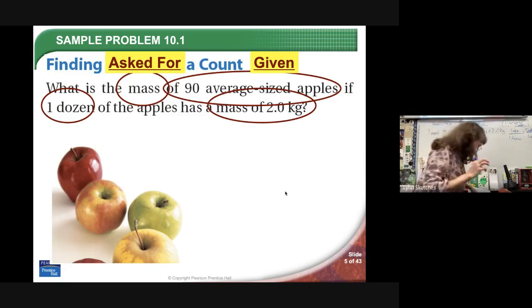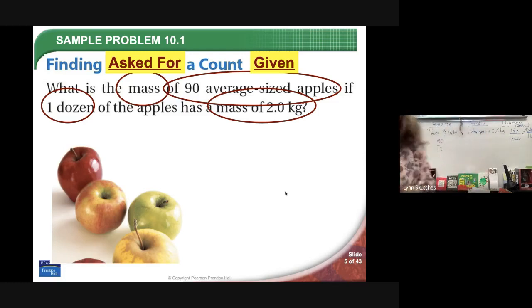How many what? Dozens, yeah. So here's the deal. In math, you just have to worry about numbers. And here you have to worry about units. And keeping your units straight, top and bottom, is going to really make your life easier. So what she's doing is taking the 90 apples divided by 12 apples per 1 dozen. Everybody agree?